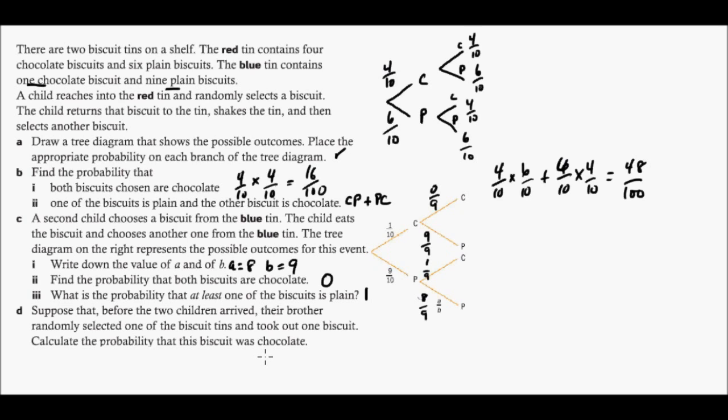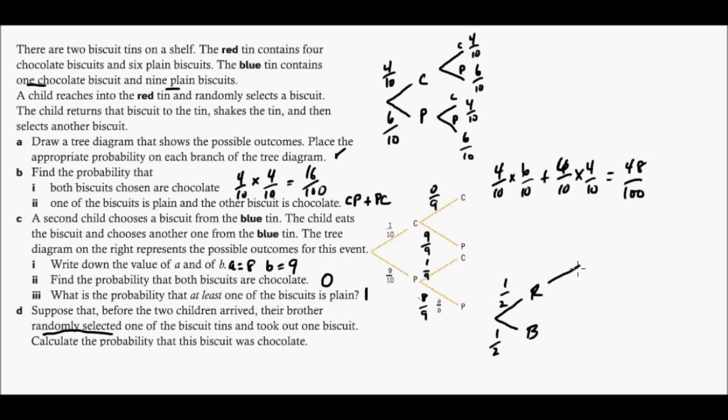Now, suppose that before the 2 children arrived, their brother randomly selected biscuit tins and took 1 biscuit. Calculate the probability the biscuit was chocolate. Whenever they say randomly selected, we have the red tin and we have the blue tin. So randomly selected means that there's a half probability of taking each.